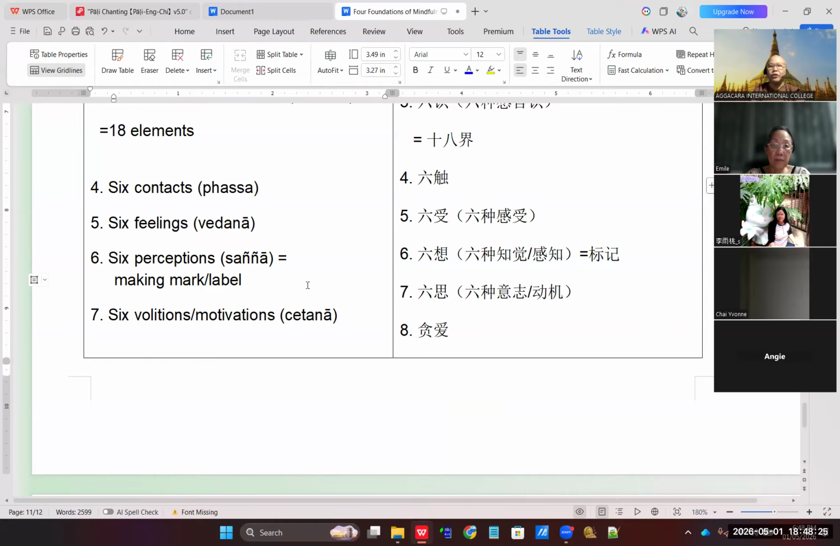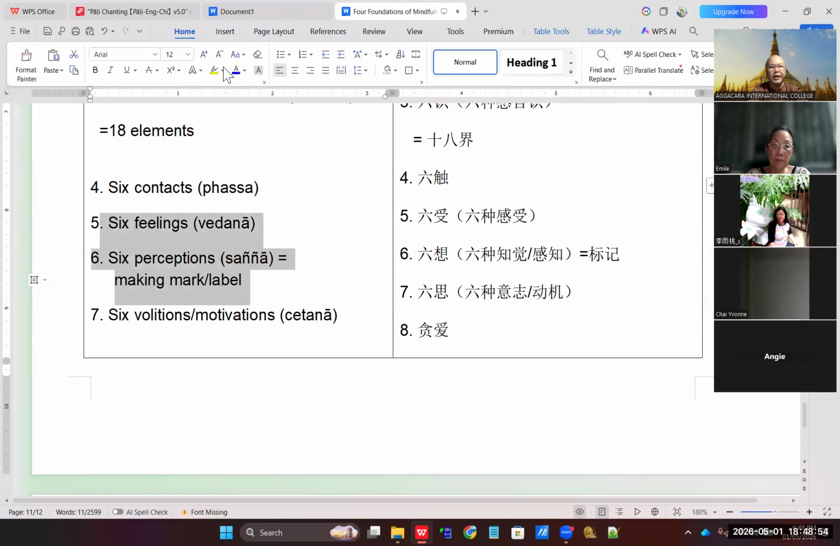That's why in the five aggregates, if you remember, feeling and perception are taken as two of the five aggregates, because they play an important role in how we perceive the world. If you have good feeling, you have craving. If you have bad feeling, you have hatred. Same also, if you have good perception, you're making a mark there, so craving arises. So these two play an important part in the five aggregates.